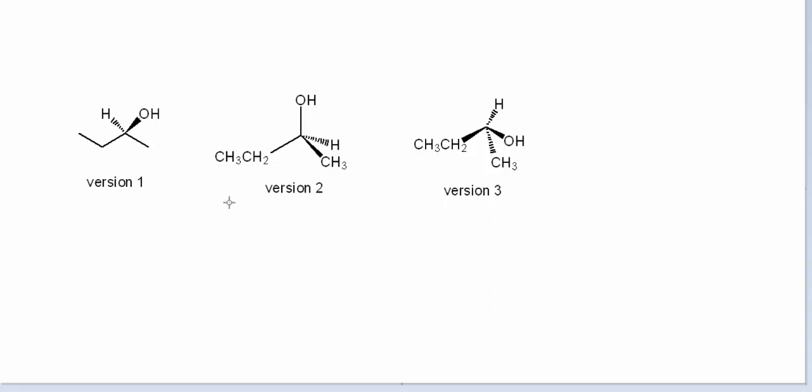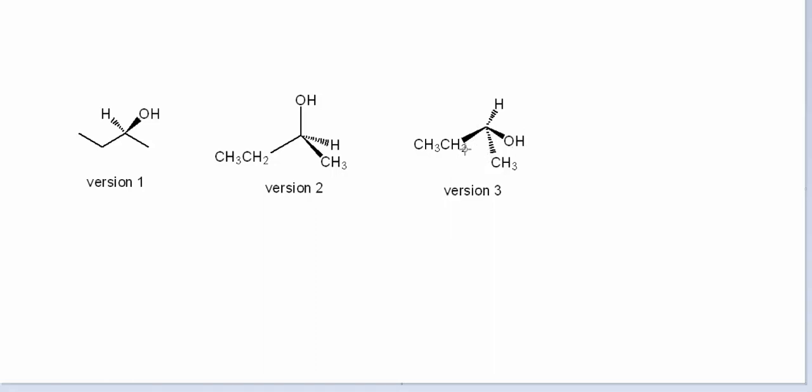Version 2 is the same molecule, but oriented a little differently. And there's another difference. Version 2 uses condensed formulas for the ethyl and methyl groups. In version 1, I'm using bond line drawings for the ethyl and methyl groups. The third drawing is drawn a bit differently. Two bonds are wedges and two bonds are dashes.